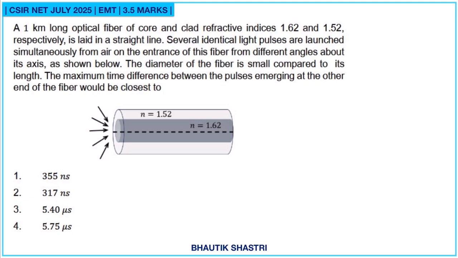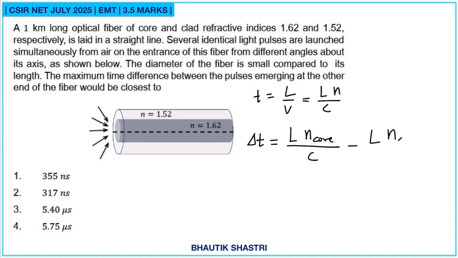Now the time taken by light to travel through the fiber of length L will be T is equal to L by V, that is here velocity in the medium, which can be written as C by n, where n is the refractive index. Now maximum time difference between the pulses traveling through the core and through the clad, that will be equal to delta T, and that is L into refractive index of core by C minus refractive index of clad by C.